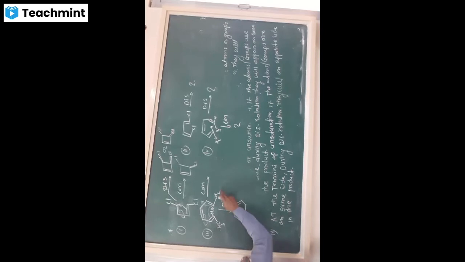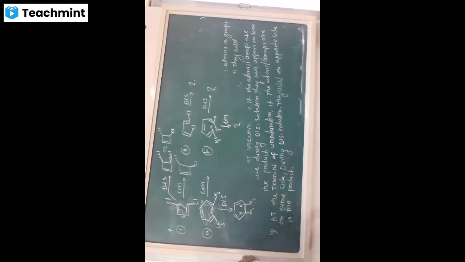Both the methyl groups are trans. In the product, they will appear cis. We can write them like this. Both the methyl groups are on the same side, and the hydrogens appear on the opposite side.